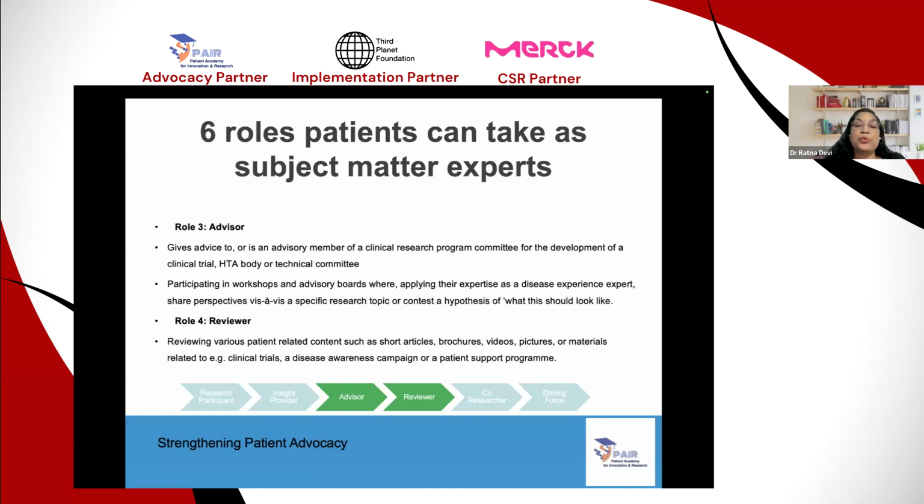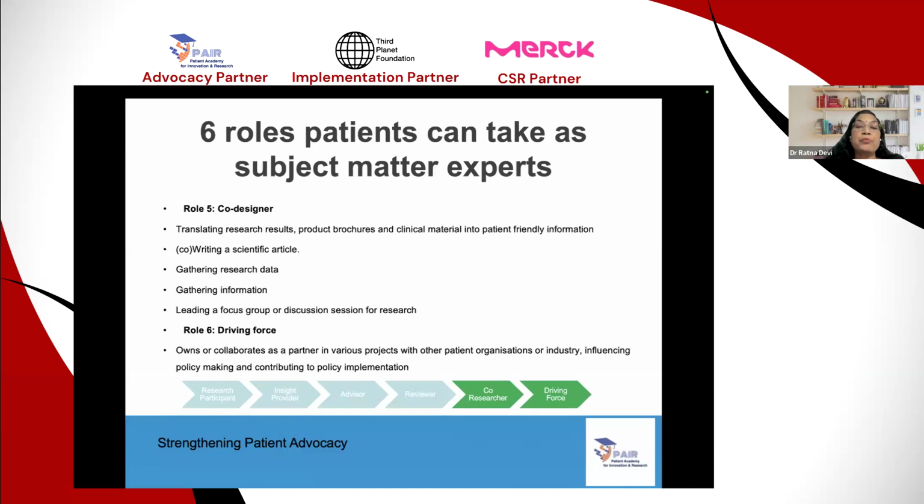From here on, they move on to a reviewer's role, where they review various patient-related content, such as articles, brochures, videos, pictures, or materials related to trials, disease awareness campaigns, or patient support programs. And from being a reviewer, they progress to a co-designer.